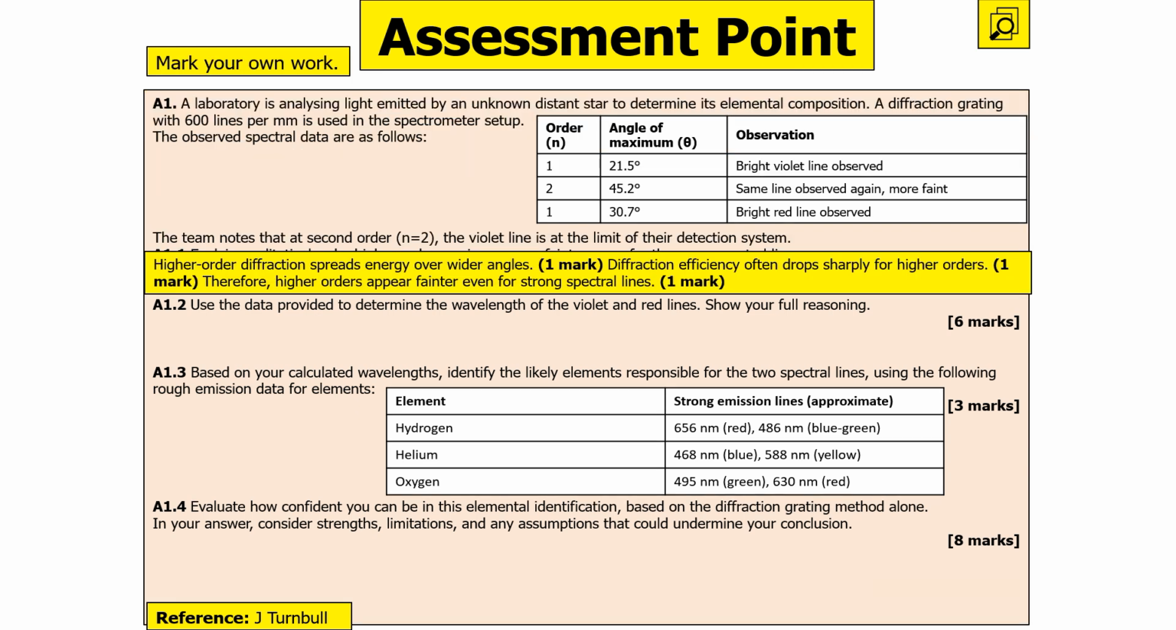Right, in this first one, high order diffraction spreads energy over wider angles, so the diffraction efficiency often drops sharply for the higher orders, so therefore higher orders appear fainter even for strong spectral lines.